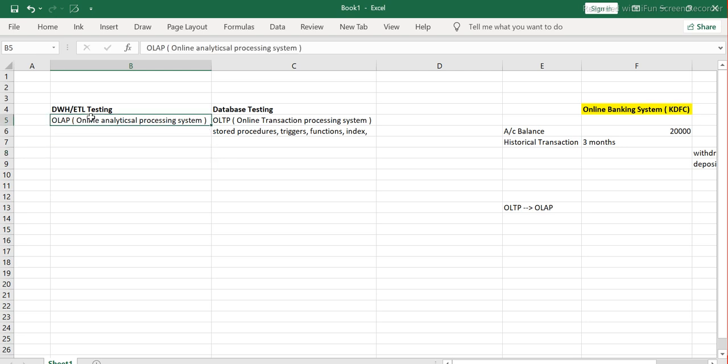Current data is, anyway, a one-day lag, right? Because yesterday's data is already loaded today, and whatever transactions are happening today are happening here, and at the end of the day, all the data will be loaded here. So the data warehouse will contain all the historical data for years and years, right?